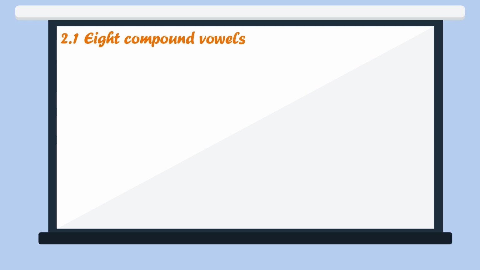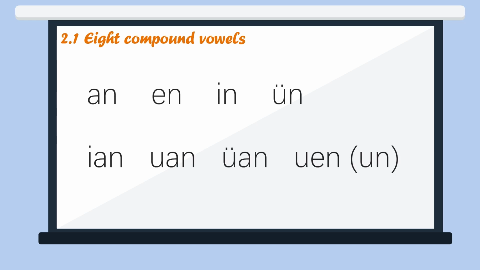Okay, now let's read these 8 vowels together. An, en, yin, yun, yan, wan, yuan, wen. Did you learn it?